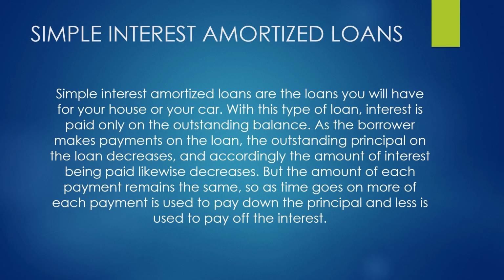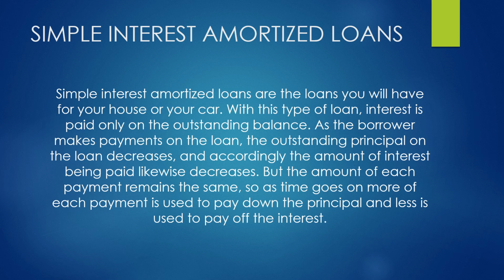All right, so I need to go through this really quickly. I know it's really long. It says, simple interest amortized loans are the type of loans that you have for your house or your car. With this type of loan, the interest is paid only on the outstanding balance. Alright, so you're only paying interest on how much you owe, which means that if you make an extra payment, that's going to cut down on the amount of interest that you have to pay. So maybe 1 month you make 2 payments, it's going to cut down on the interest that you pay.